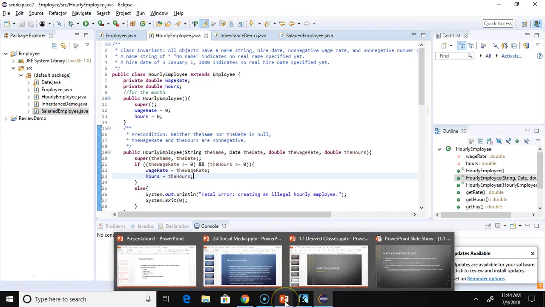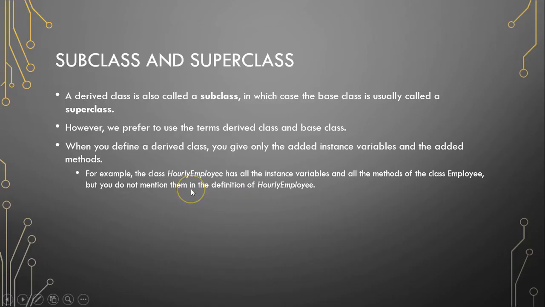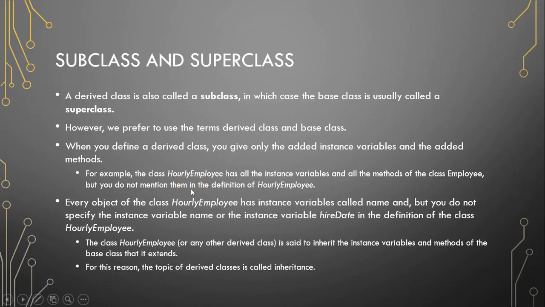Now let's jump back into the PowerPoint here. If you take a look at that, you'll see that every object of the class HourlyEmployee has instance variables called name. But you do not need to specify the instance variable name or the instance variable hire date, because I think hire date got omitted here. So the instance variables name and hire date you don't need to include in the class definition of HourlyEmployee.